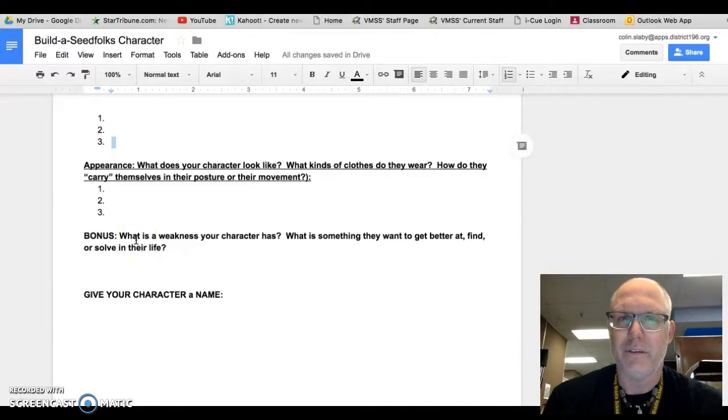Think about all the characters in Seedfolks we've read about. All of them are searching for something. All of them have a weakness, and all of them have a problem to solve somehow.